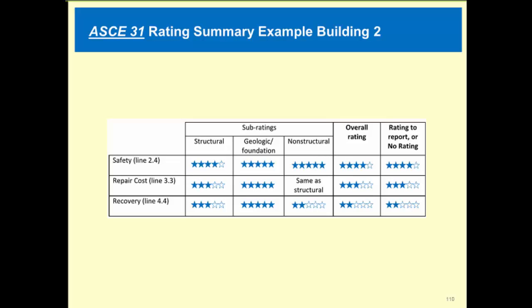And so this building's sub-rating would end up being 4-star for safety overall, 3-star for repair cost, because we did ST-Risk. We were able to circumvent the conservative ASCE 31 translation. Recovery was still down at 2 stars. Again, that was because of the adjustments due to the building size and it being on a corner lot. Both of those items knocked down the recovery rating.